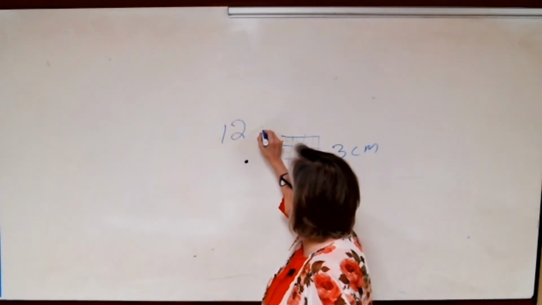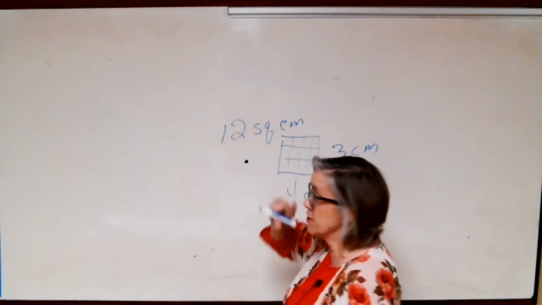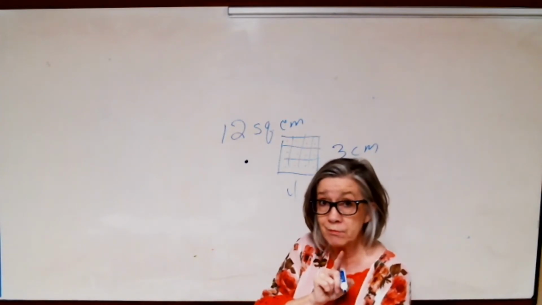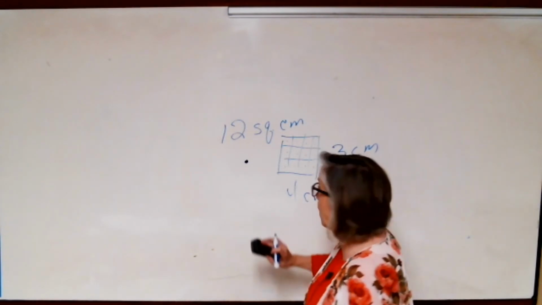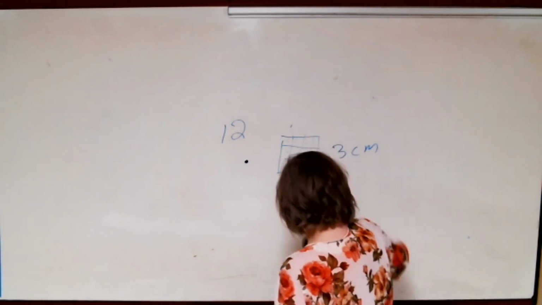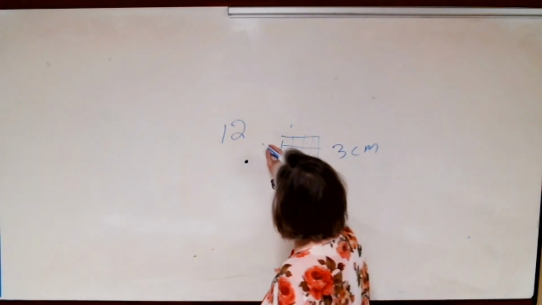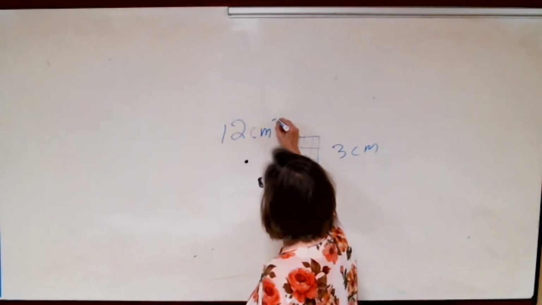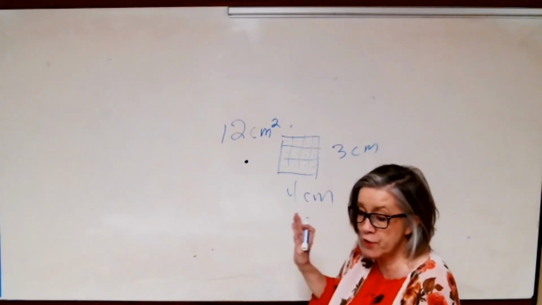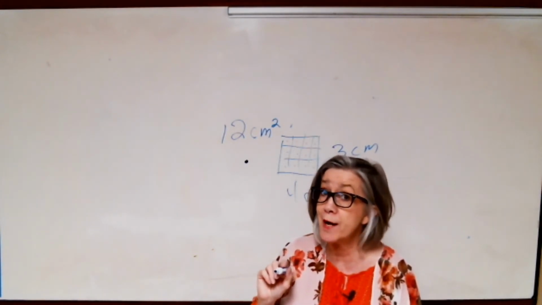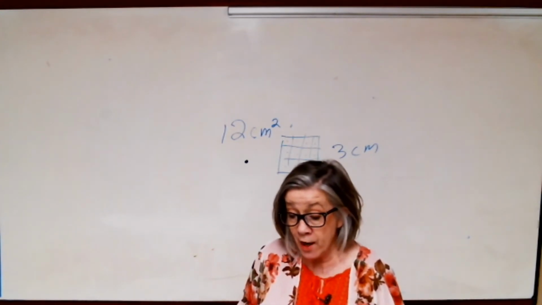Now, normally we would say 12 square centimeters. But Mr. C says you guys are so smart that you're ready to take the next level. Instead of writing it like the book is wanting you to, you're going to write it as 12 centimeters squared. Remember, we talked about exponents. So you can write it just like that. So all of your answers on these problems, I want you to write them like that. 12 centimeters squared. Okay?